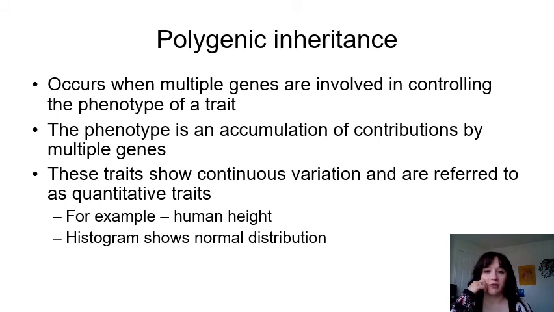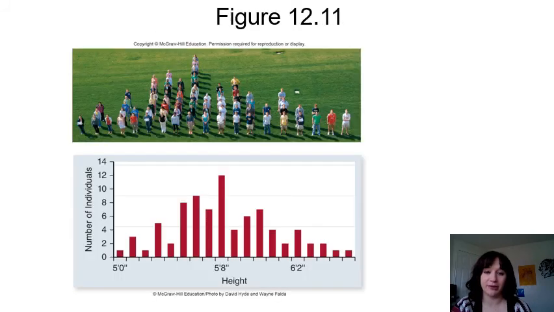So an example of this is human height, right? We do not have two heights that everyone is, right? It's not like you are either 6 feet tall or 5 feet tall. That would be horrible, right? You can be 5 feet tall, you can be 5'2", you can be 5'8", you can be 6'3". We have this range, right? And we have a normal distribution.